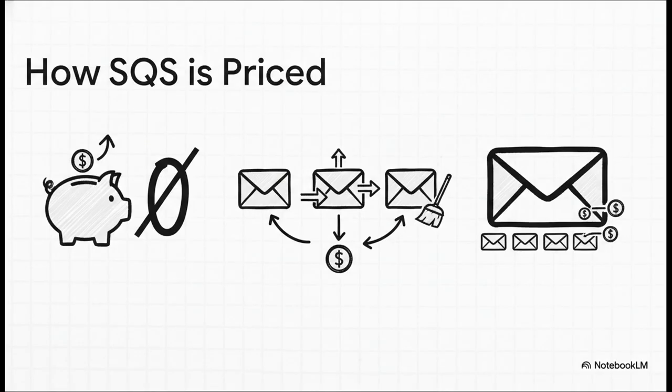So what happens if you go over that million? It's super simple. First, there are no minimum fees. None. Second, every little thing you do, sending a message, receiving one, deleting one, that just counts as one request. And third, if your messages are a bit chunky, they just get billed in little 64 kilobyte pieces. That is it. No complex math, super transparent.